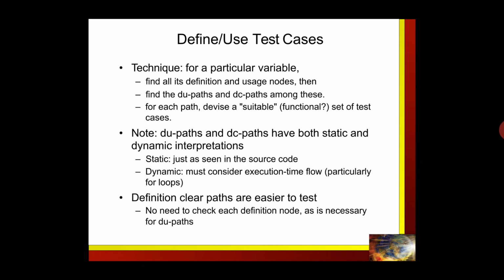The noting point here is DU path, DC path have both static and dynamic interpretation. Okay, here static is nothing but just as seen in the source code, right? Simple. Dynamic is nothing but must consider execution time flow, right? Static, of course, only which is present in the program. In dynamic, while executing the program. These definition clear paths are easier to test. Since it is only one defined node, only one used node, it is actually easy to test. No need to check each definition node as is necessary for DU path. That's why it's very important here.